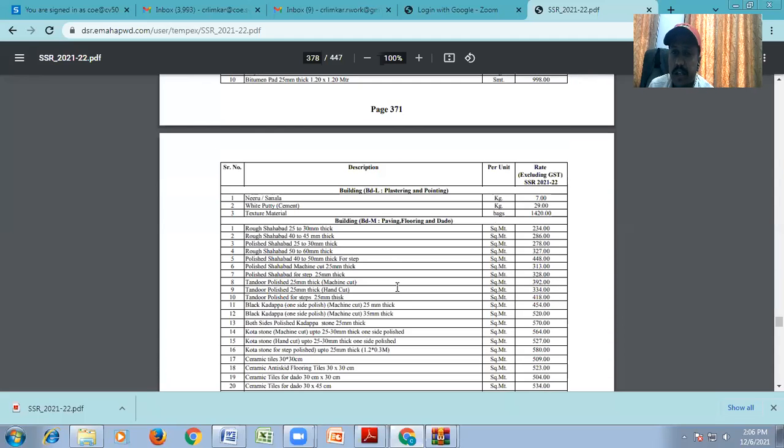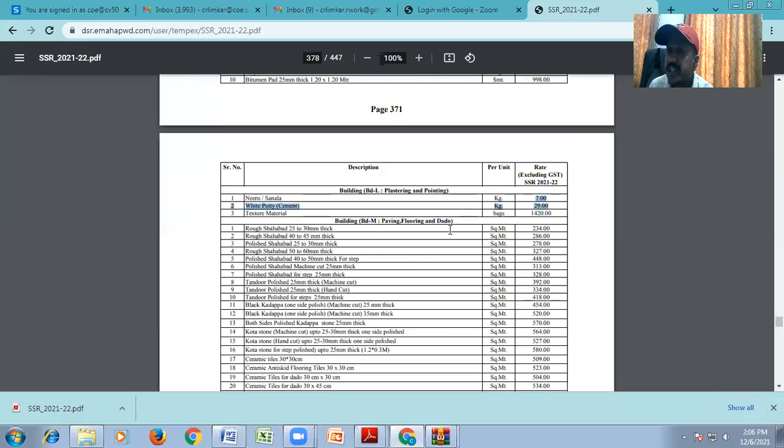Okay, then for building, this rough shahabad farshi is paving and flooring material for dado. If you see plastering and pointing material, Nero and Sanla, everyone knows, 7 rupees per kg. Rates vary here and there. Then white putty cement, 29 rupees per kg. See the rate, 29 rupees per kg.